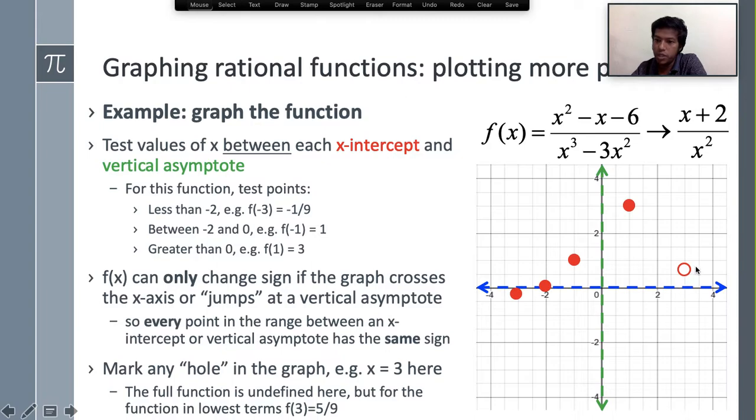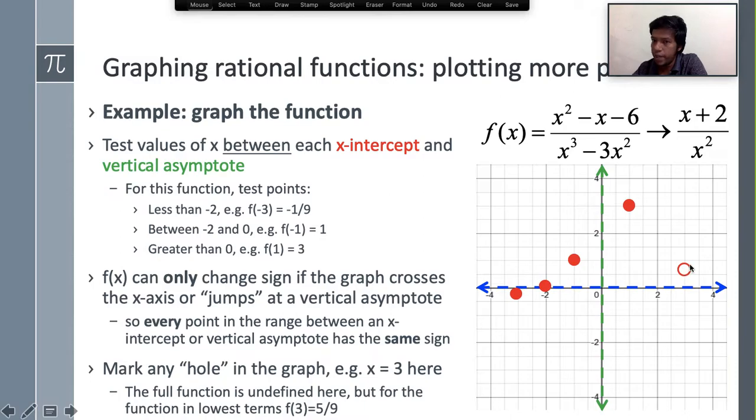This is actually 3. At 3 it will be a hole because we cancel out those terms. That is why it will be a hole. At 3 you can put it here just to find out where it will go. Like you can put plus 3 here. So 3 plus 2 divided by 3 square. 3 plus 2 means 5, 5 divided by 9 is the square. That will come to some decimal that you can put here.